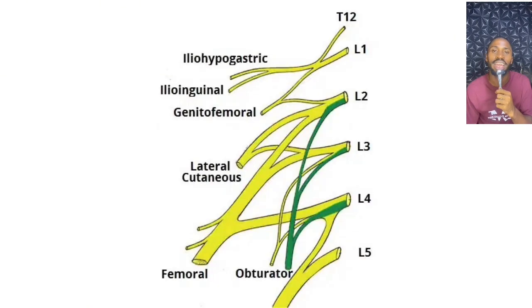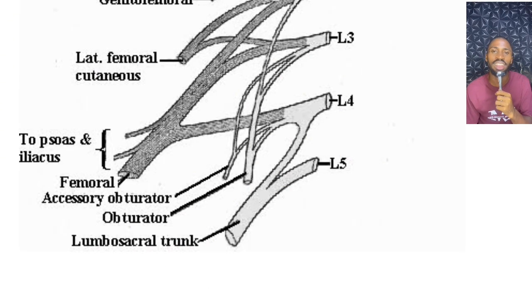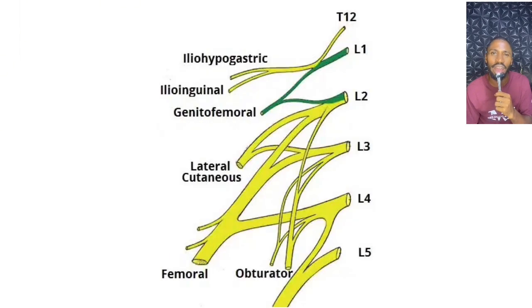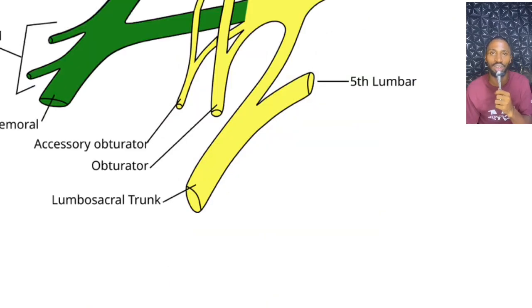Very simple. Then the ventral division has three branches: the obturator nerve, which is a big branch, L2 to L4, the accessory obturator nerve, L3 and L4, and the genitofemoral nerve, L1 and L2. Now the big one is the lumbosacral trunk, which forms between L4 and L5.